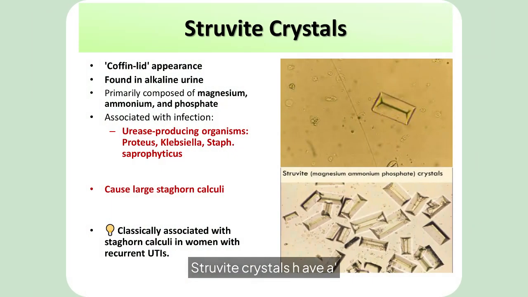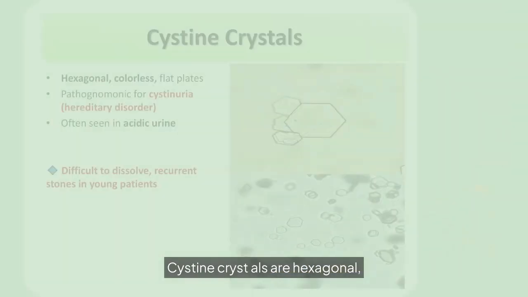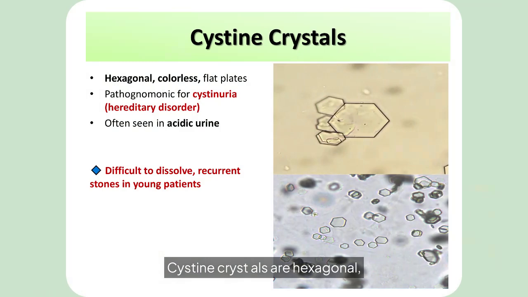Struvite crystals have a coffin-lid appearance, found in alkaline urine. Composed of magnesium, ammonium, and phosphate, they are associated with infections by urease-producing organisms. They cause large staghorn calculi, often in women with recurrent UTIs. Cystine crystals are hexagonal, colorless plates, pathognomonic for cystinuria, a hereditary disorder. Often seen in acidic urine, they are difficult to dissolve and lead to recurrent stones in young patients.